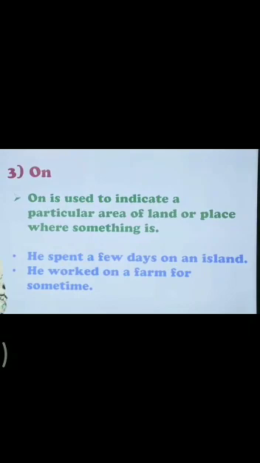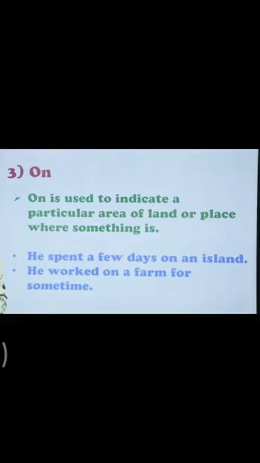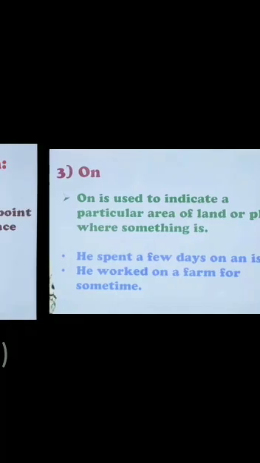Then we move to on. On is used to indicate a particular area of land or place where something is. In the first example, he spent a few days on an island. In this sentence, on is used as a preposition. He worked on a farm for some time. So on is also used here as a preposition. On always shows a particular area of land or place where something is.